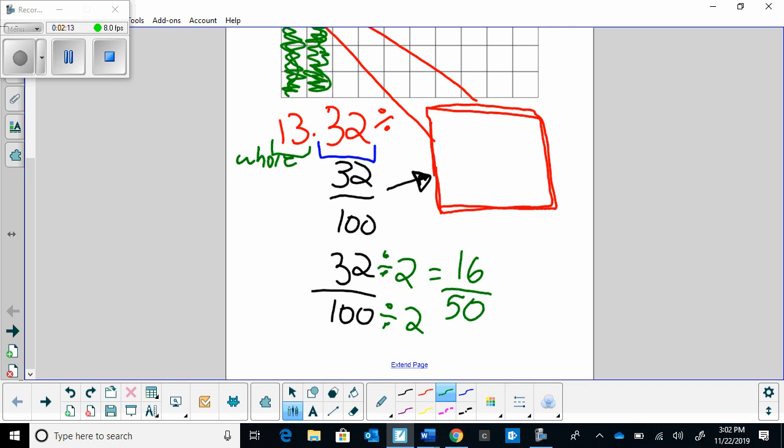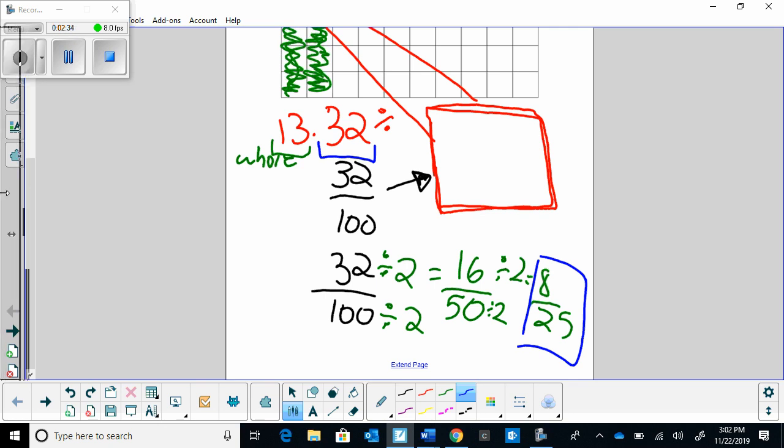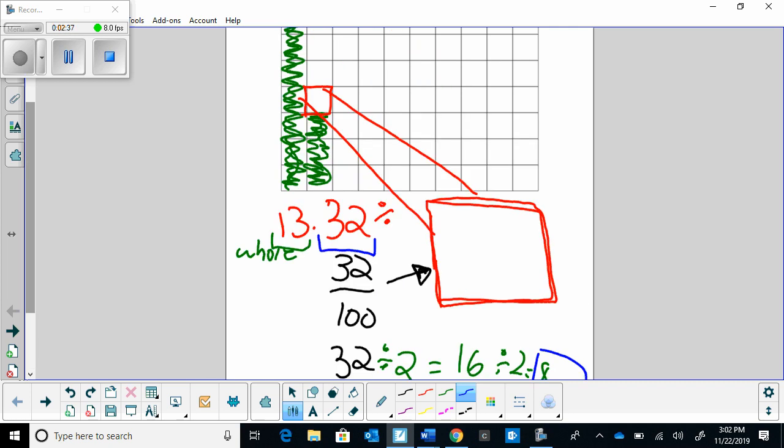Again, I can divide top and bottom by 2, so we get 8 over 25. Now looking at this final answer, I'm done. That's the fraction that I need to represent in that one teeny tiny square. That's the fractional percentage. So now when I go up, I need to represent 8 out of 25. So I'm going to split this square up into 25 pieces, and I'm going to color in 8 of them.